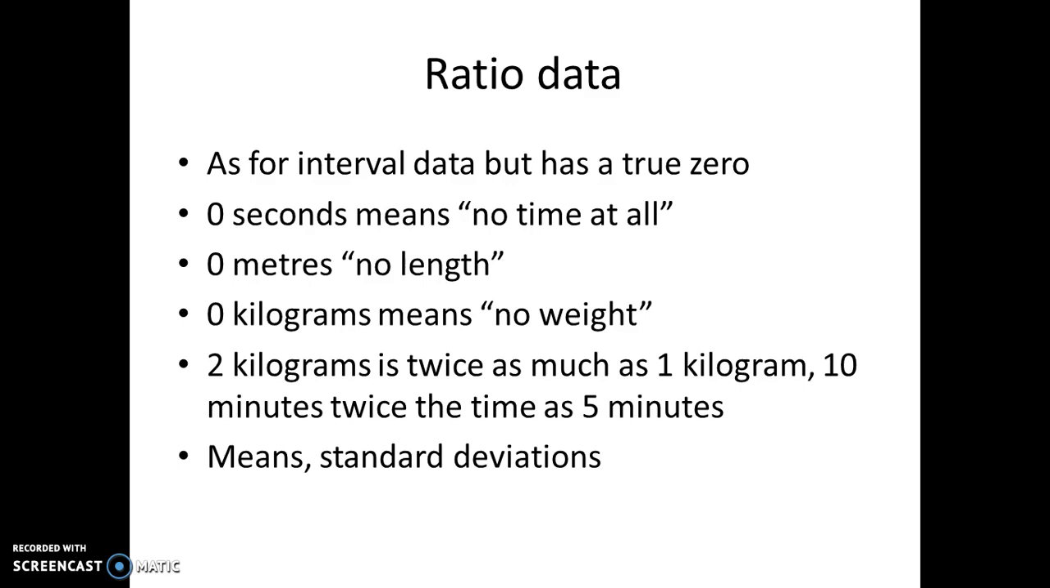The final one is ratio data, and ratio data is exactly the same as interval data that we just saw, but there's a true 0 here. So in this case, we know that 0 seconds, for example, means no time at all, 0 meters means no length at all, 0 kilograms means no weight, and so on. Different from Celsius, 0 actually means an absence of whatever it is you're measuring. This also has the benefit that when we say 2 kilograms, we know that it is exactly twice as much as 1 kilogram, and 10 minutes is twice as much as 5 minutes. And again, as for interval data, we can use means and standard deviations.